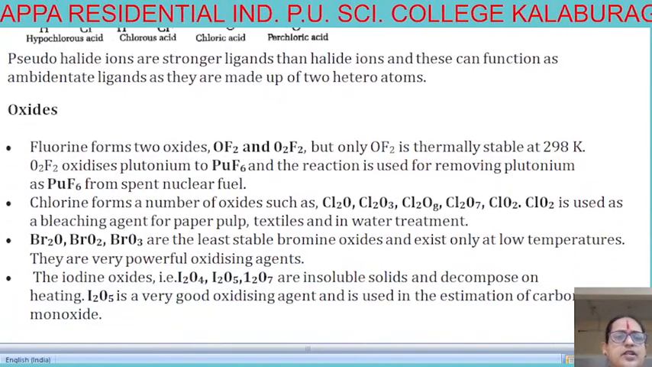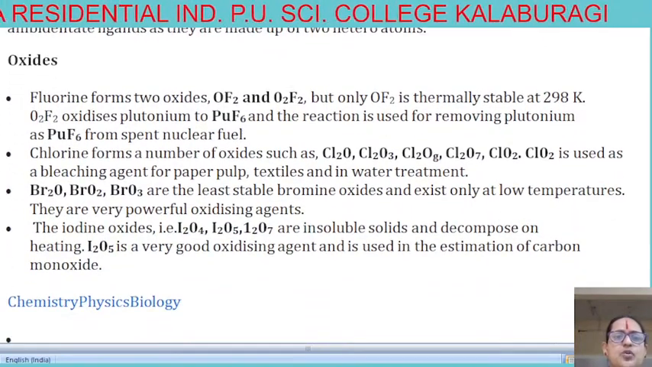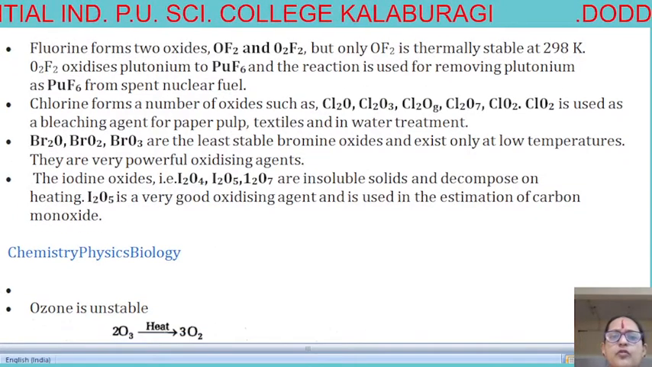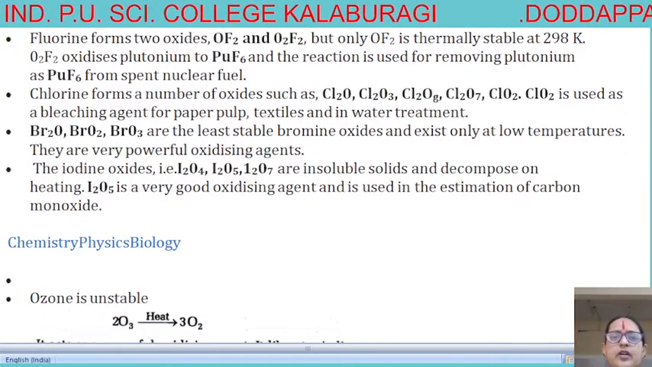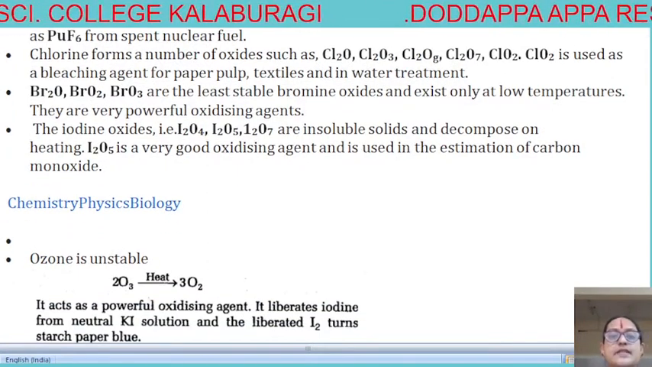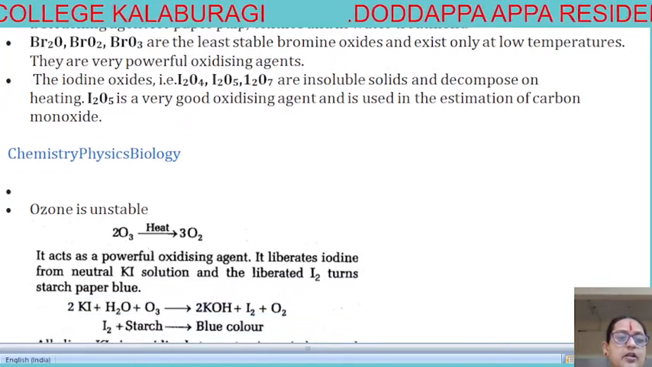Then next what we have to study is oxides. Fluorine forms two oxides, OF2 and O2F2. Chlorine forms a number of oxides such as Cl2O, Cl2O3. The acidic nature goes on increasing with increasing oxidation state.